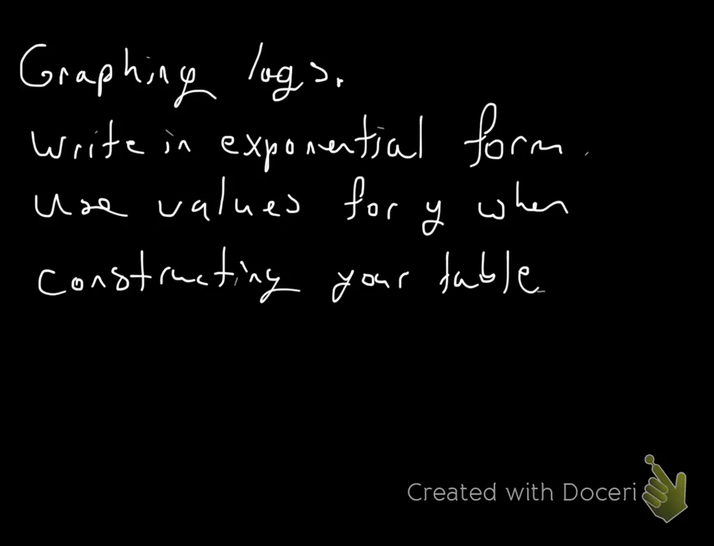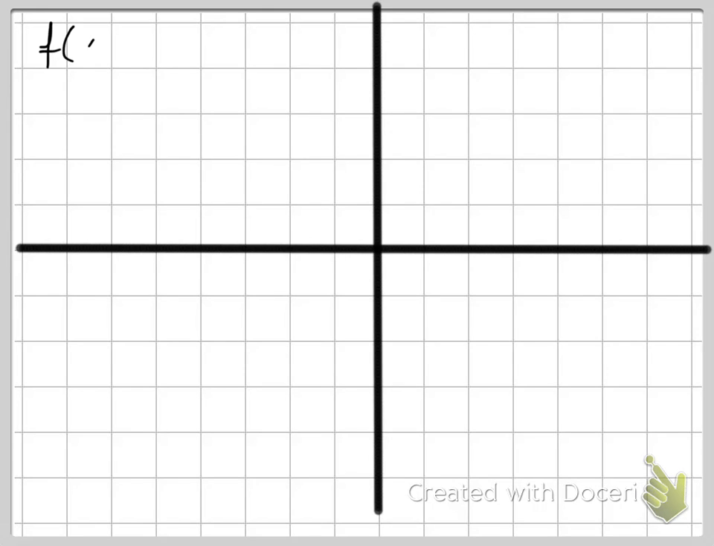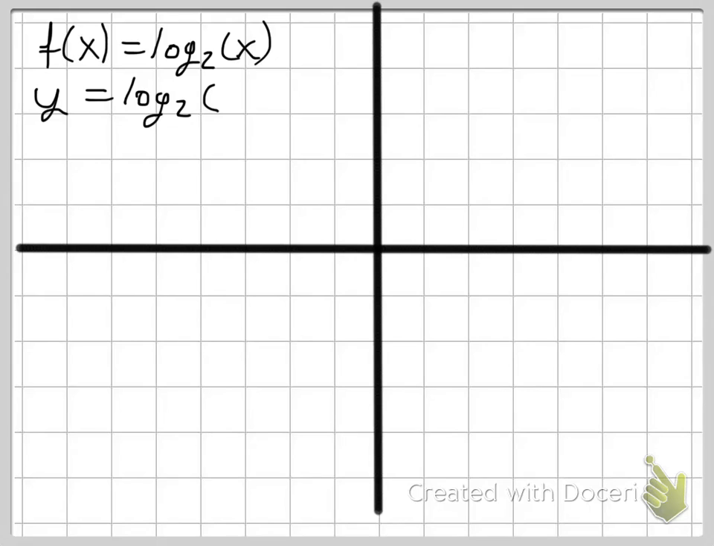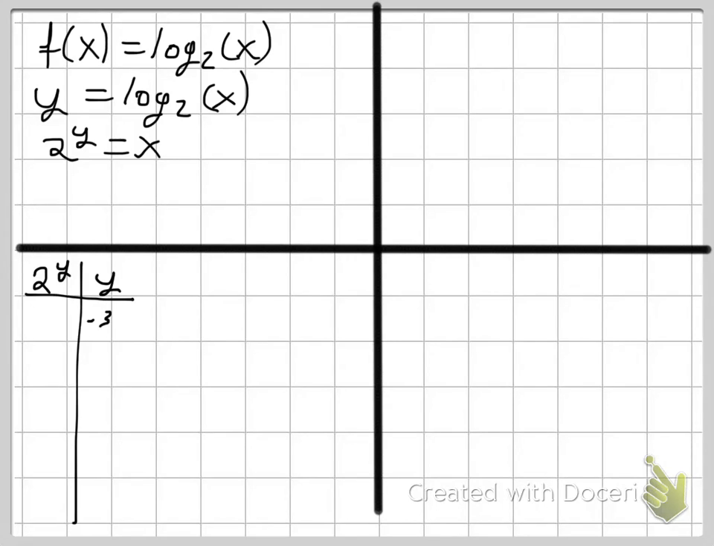Alright, so we're going to start off with graphing a basic logarithm. f of x equals log base 2 of x. And we've actually graphed this already as the inverse of the exponential 2 to the x. So first thing I want to do is write it in exponential form. Remember, f of x is the same thing as y. So your base is 2, your exponent is y, and x is equal to 2 to the y.